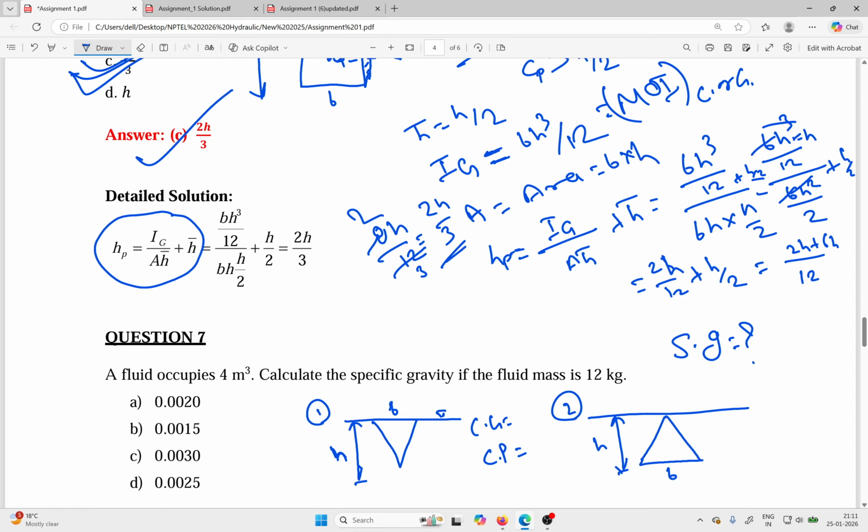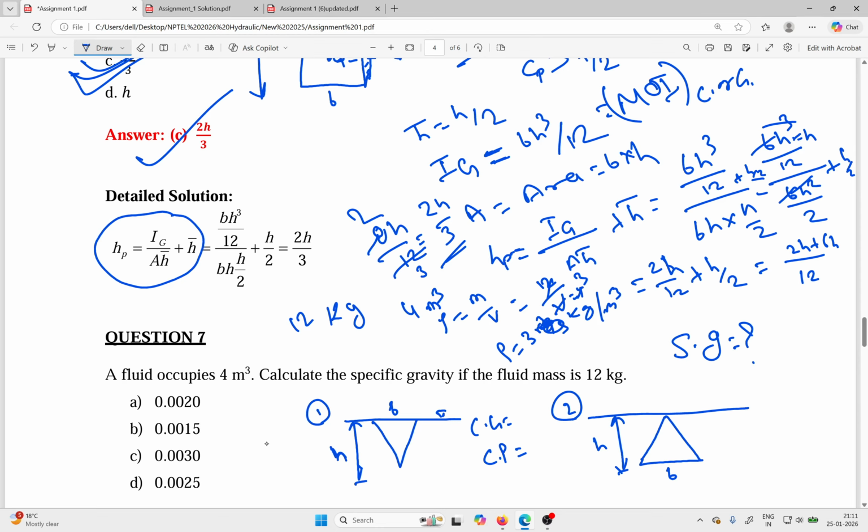Means the density is, here the question is, you have 12 kg and for putting this 12 kg you need 4 meter cube. So what will be the density? Density is mass by volume. So mass will be your 12 divided by volume. Volume is 4. So this will be 3. Density is 3 kg per meter cube.